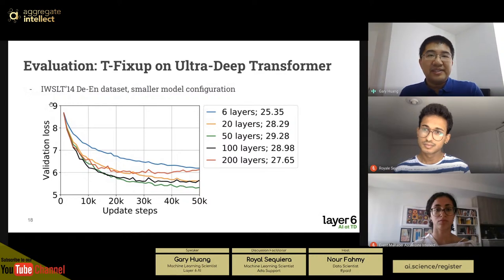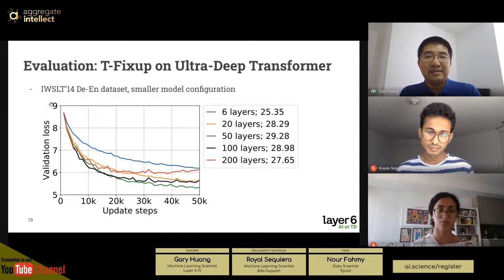To further investigate whether we can train very deep models, we significantly increased the depth to 200 layers in both encoder and decoder, thus reaching 400 layers and over 1,000 attention and MLP blocks in total. To fit a model of such depth on a GPU, we reduced the model configuration to embedding dimension of 64, MLP layer hidden size of 128, and two attention heads. So obviously these are just to demonstrate on a very deep model. It's not looking for state-of-the-art performances.